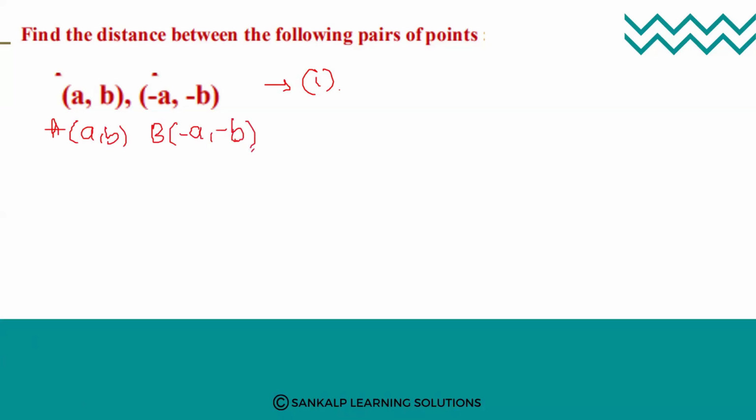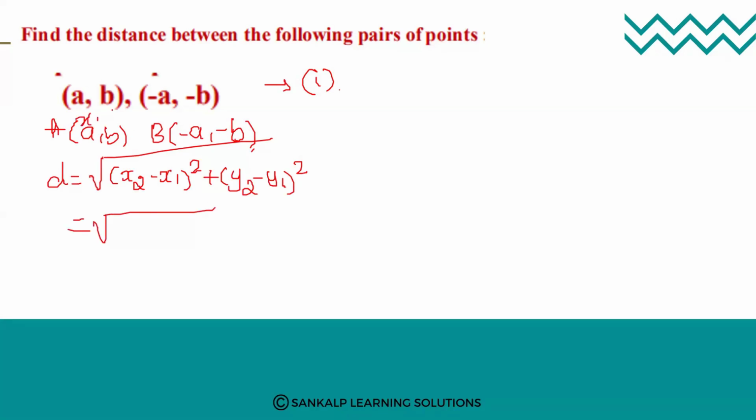Okay. Now you are going to use the distance formula. That is, d is equal to square root of x2 minus x1 whole square plus y2 minus y1 whole square. Right? x2 means what here? This is x1 y1. This is x2 y2. Right? So x2 means minus a, x1 is a, whole square. y2 is minus b, y1 is b, but here minus is there. So minus b whole square.